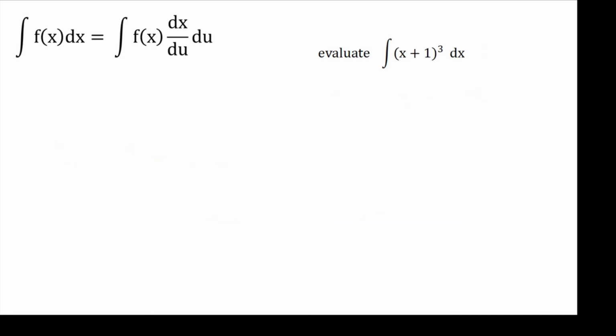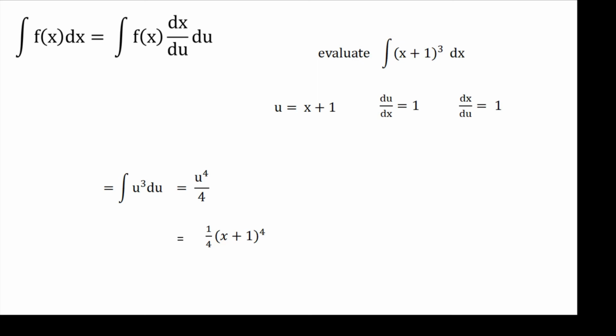We'll look at another one together. Evaluate the integral of (x plus 1) cubed dx. So to make it simpler, we're going to say that u equals, well done, we'll say u equals x plus 1, so it just becomes the integral of u cubed dx. So du/dx is just 1, and dx/du therefore is just 1. And if we sub it in to the right hand side of the expression above, then it's the integral of u cubed du, which is u to the 4 over 4, which is that.